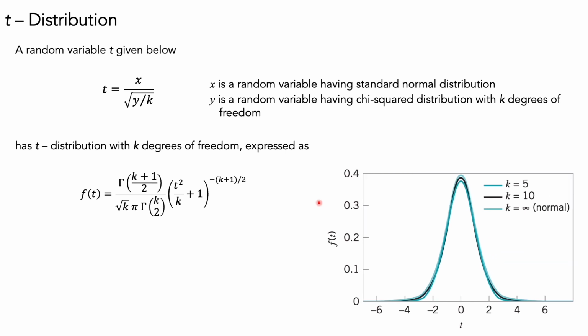This is how the t distribution looks. It strikingly looks similar to a normal distribution, right? So for k equal to 5, this darker line represents the t distribution with k equal to 5, where k was the degrees of freedom of the chi-squared distribution of y, right? And when k increases to 10, we get this black line, and when k is increased to infinity, it becomes a normal distribution. It exactly becomes the normal distribution. Otherwise it is very close but not exactly normal.